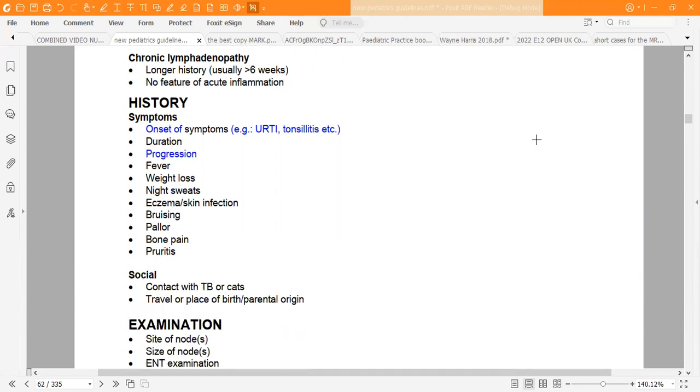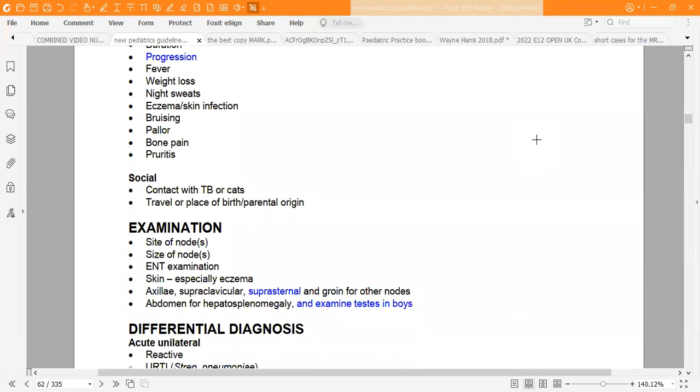So the points we have to focus on in the history are the onset of symptoms, whether following upper respiratory tract infection or tonsillitis. We have to ask about the duration, the progression, fever, weight loss, night sweats, and eczema or skin infection around. You can think it may be a secondary bacterial infection of the eczema making these lymph nodes go big. Also ask about bruises, pallor, bone pain, and pruritus. Okay, for the social history, we have to ask about any contact with TB or cats, whether they have cats or kittens at home, a history of travel or place of birth, and parental origin.